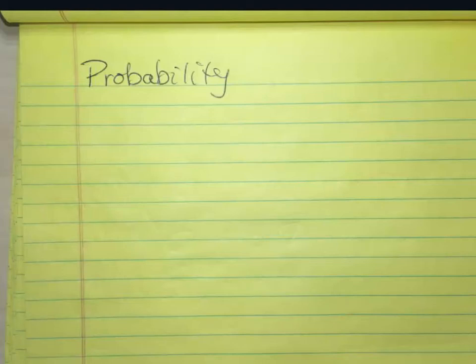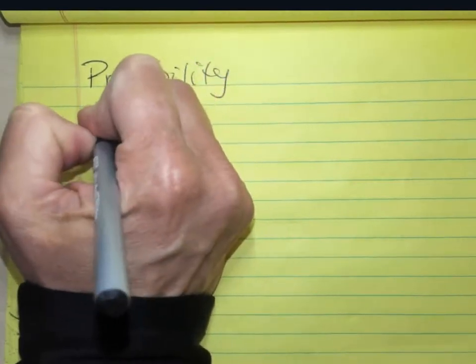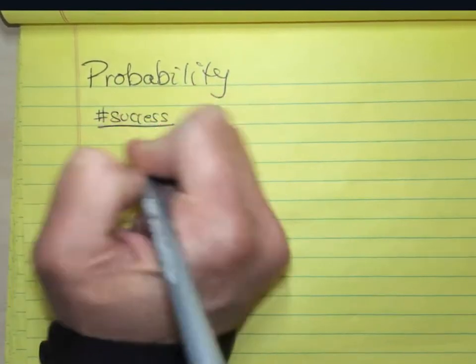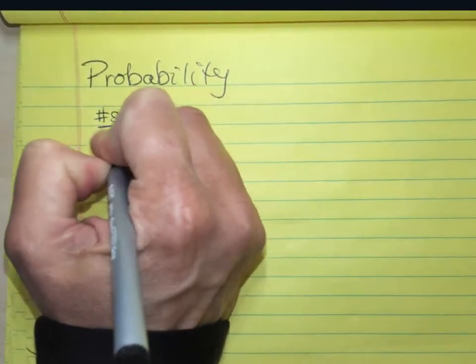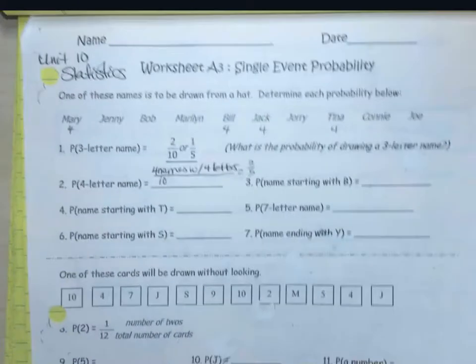Take a look at probability. Remember, probability is the number of times you can get success, or the number of successes, to the total number. So, for example, we're going to take a look at this first page here.